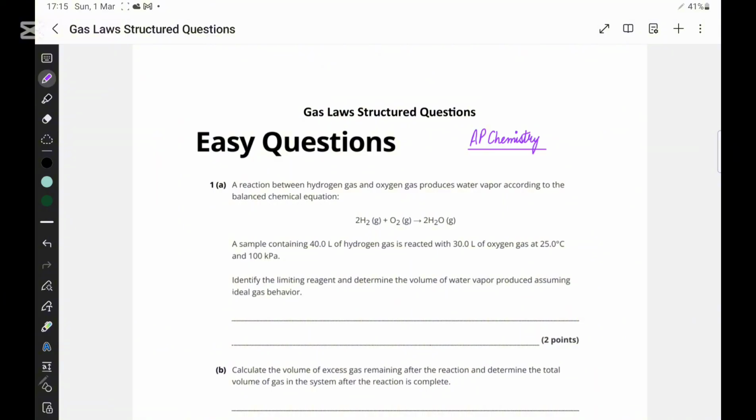In this video, we are going to attempt a gas laws structured question. Question 1 says that there is a sample containing 40 liter of hydrogen gas and 30 liter of oxygen gas. Identify the limiting reactant and determine the volume of water vapors produced.